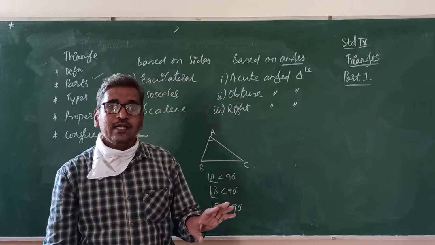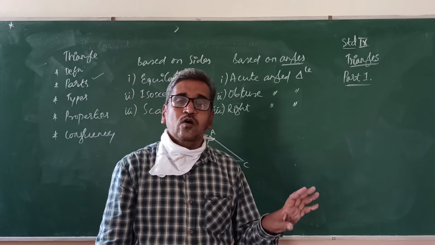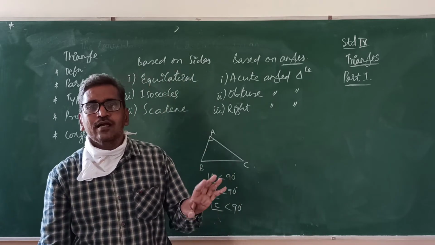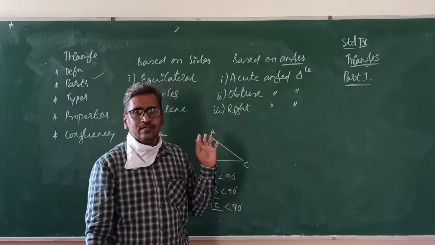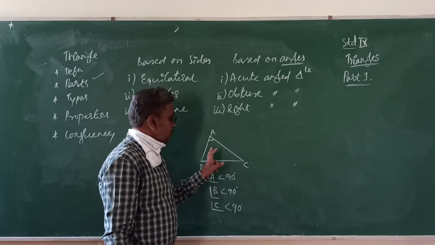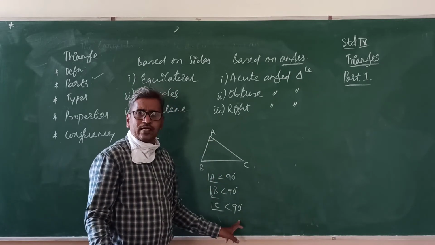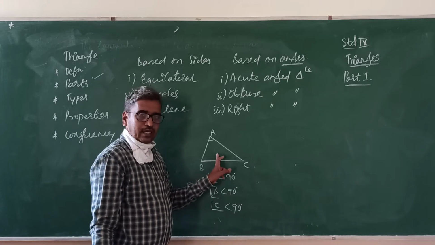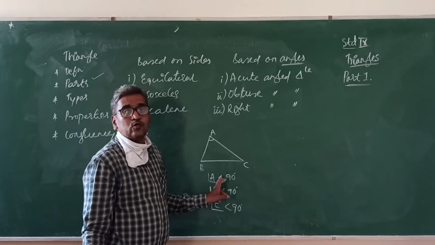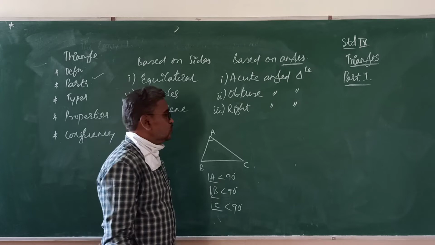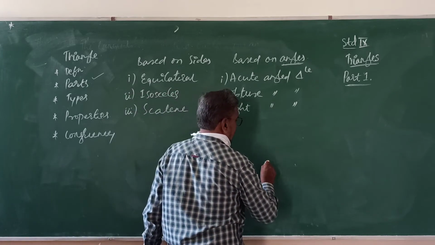So an equilateral triangle is always an acute angled triangle. If all three angles are less than 90 degrees, altogether 180 degrees, we know that, then it is said to be an acute angled triangle. So, the obtuse angled triangle.